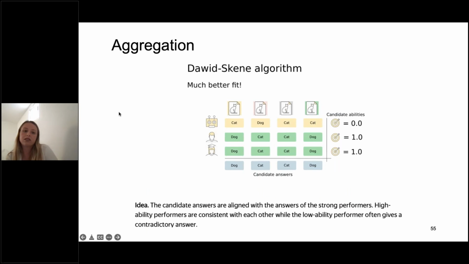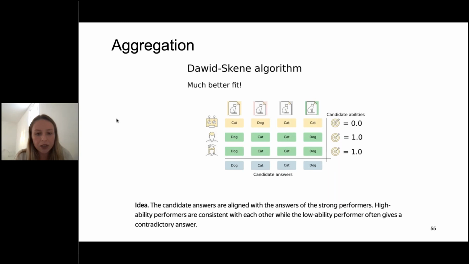There is another aggregation algorithm that has been used. It's called the Dawid-Skene algorithm. And this algorithm is good when you do not know the abilities. You don't have a control task, so you don't really know what the abilities of your performers are.